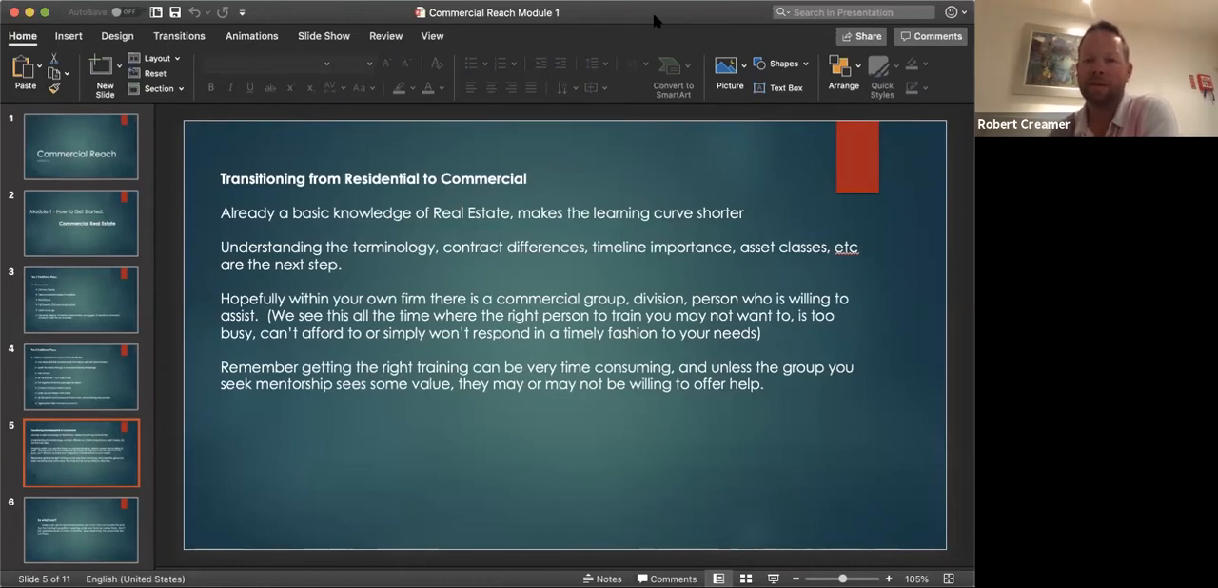The next step is you have to understand the terminology, like NNN. That's triple net: taxes, insurance, and common area maintenance, right? That's a big one. So understanding the terminology, I wanted to have it attached, but the file's in my Google Drive, which I can't find. But I found the best terminology sheet I've ever seen for commercial real estate, and we're going to share that as well. It'll be part of this process.